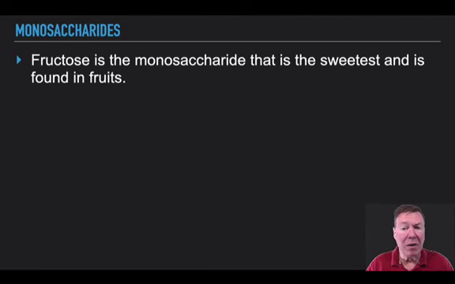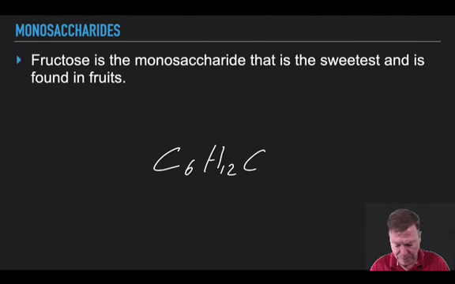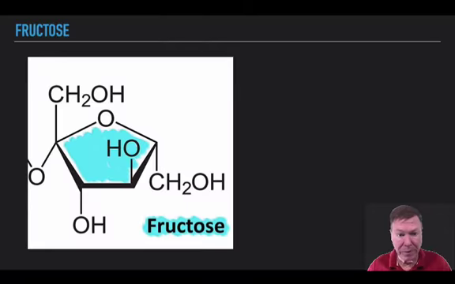Fructose is a monosaccharide that is the sweetest. When you eat fruit, that's why most fruit is really sweet. It has a sugar, a carbohydrate called fructose. What's the chemical formula? C6H12O6. Same exact formula. So how is it that we can have fructose, which has the same formula, C6H12O6, and glucose, same formula, and have them be different?